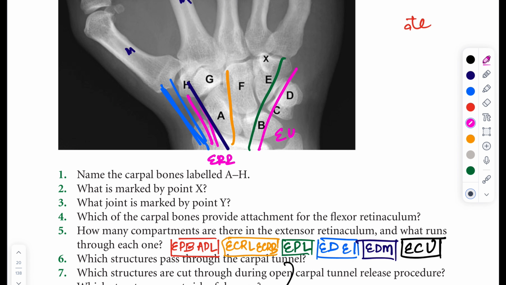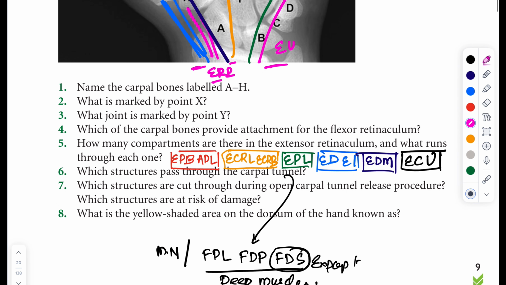These are 2, and EPB is the snuff box. This is the lateral most. 2 muscles form the anterior wall of the snuff box and 1 muscle forms the posterior wall. Extensor carpi radialis brevis, extensor carpi ulnaris, extensor digiti minimi, extensor digitorum. How many compartments are there and what tendons run through each?